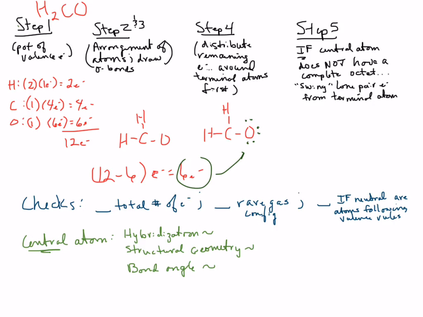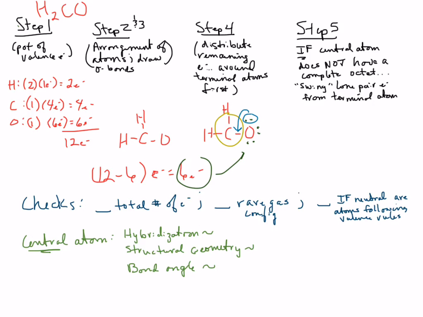But now the oxygen, we're going to go ahead and take those 6 electrons and put them in pairs around the oxygen so that oxygen has an octet. So now actually step 5 does apply. And we talked yesterday about swinging lone pair electrons in to make a pi bond, so that in this case the carbon atom can get a complete octet, and that's exactly what we're going to do.